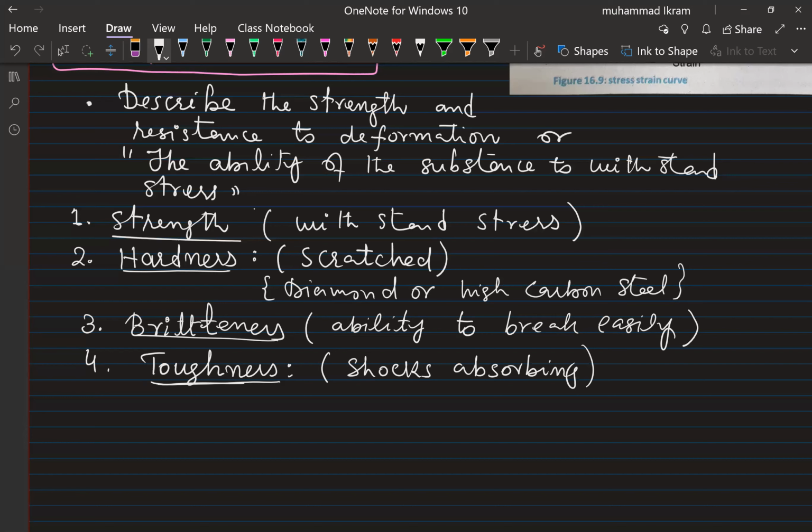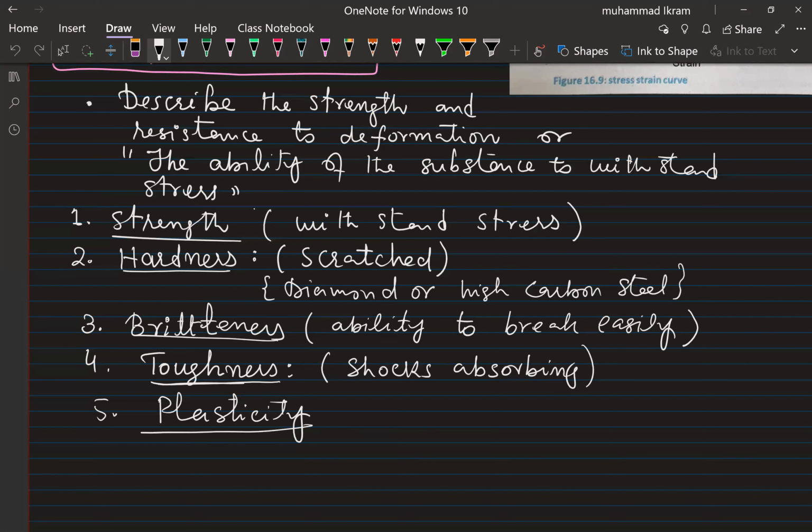The fifth point is the plasticity of the material. Plasticity, right? The material which deforms permanently when small forces are applied shows plasticity. Plasticine and clay are good examples of this.